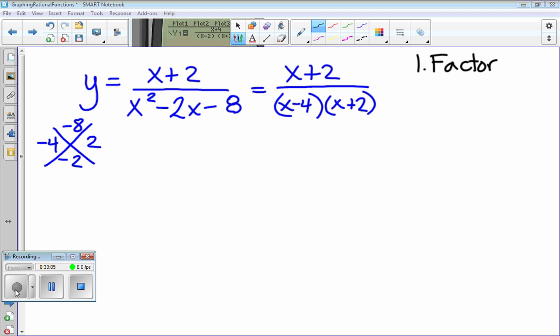The second step would be to check for holes. Do I have any? I do, because the numerator has a factor that's common with the factor in the denominator.